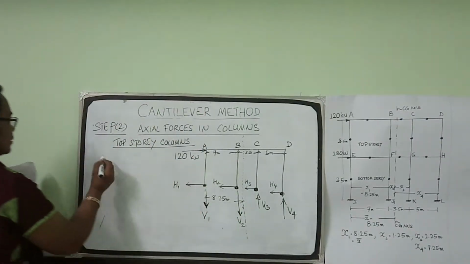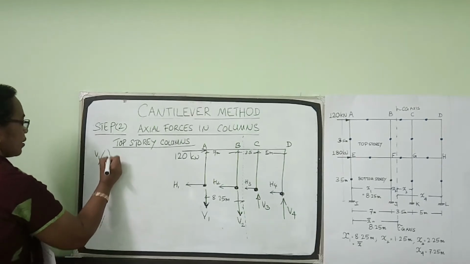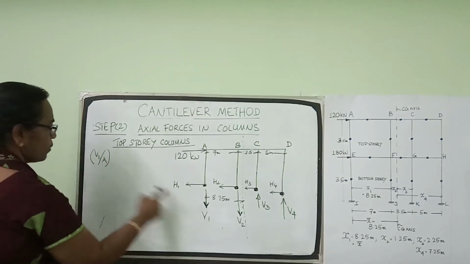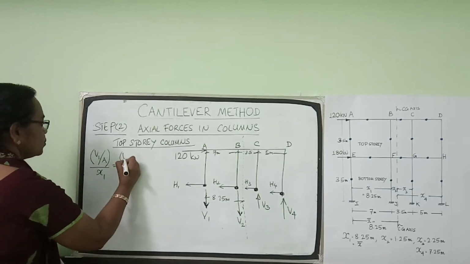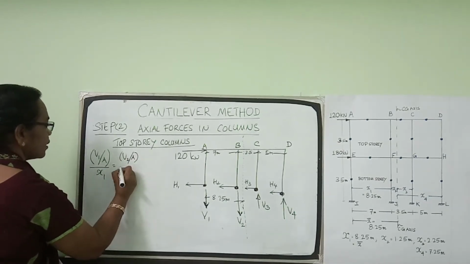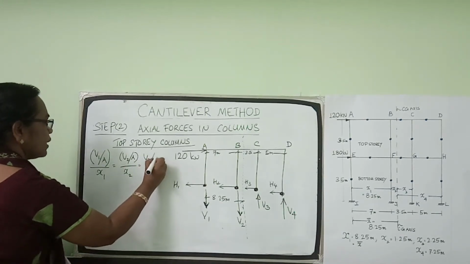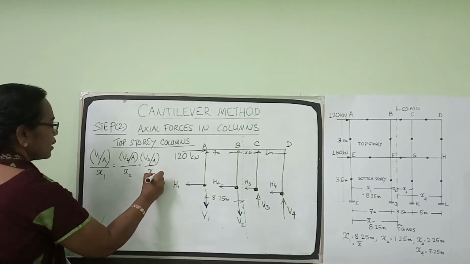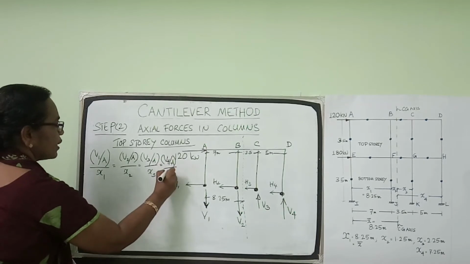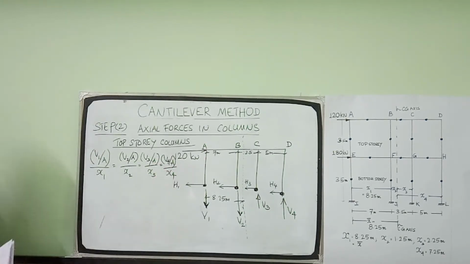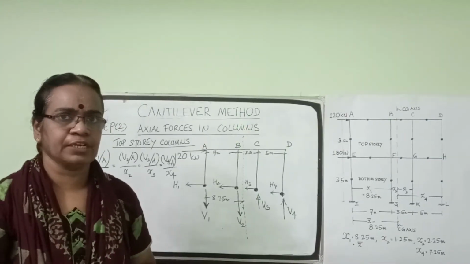So the second assumption, stresses: V1 by A, where V1 is the force in the column, so V1 by A is the stress, divided by x1, equal to V2 by A divided by x2, V3 by A divided by x3, is equal to V4 by A divided by x4. The second assumption: stresses in columns are proportional to their distance from CG.